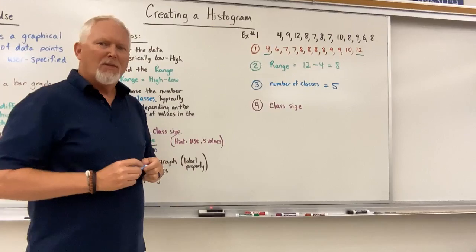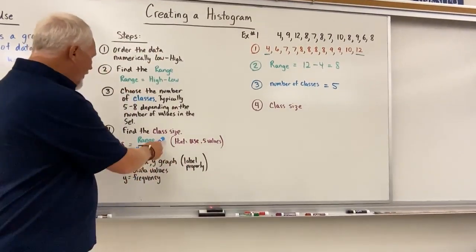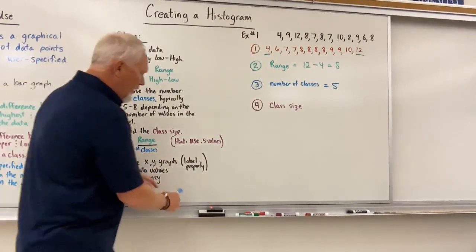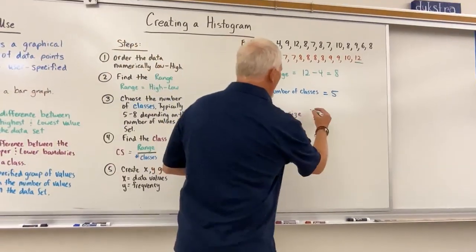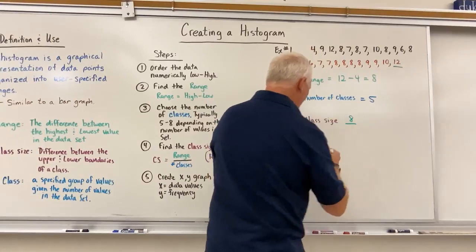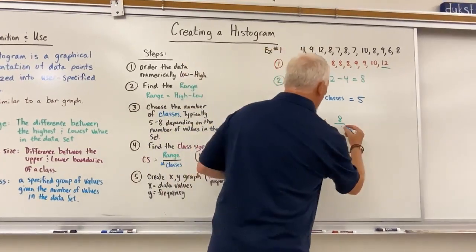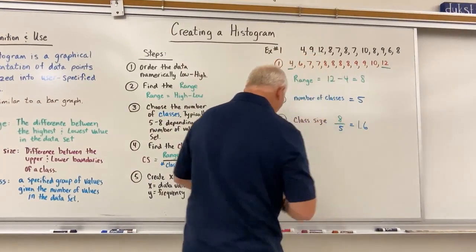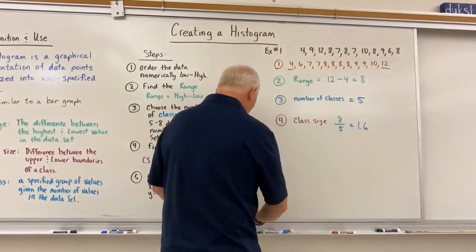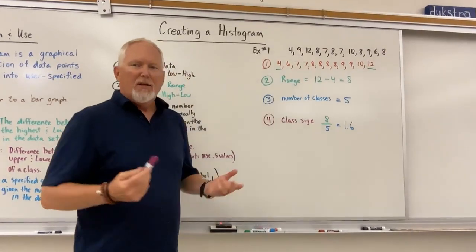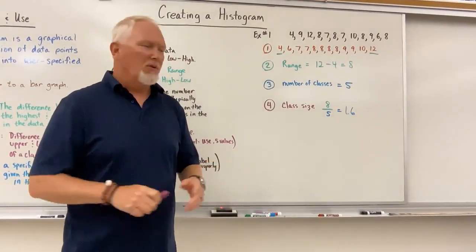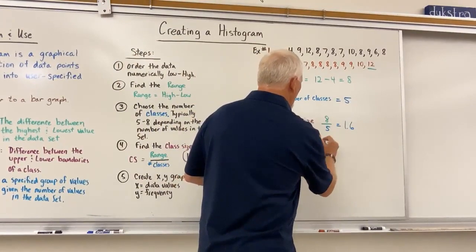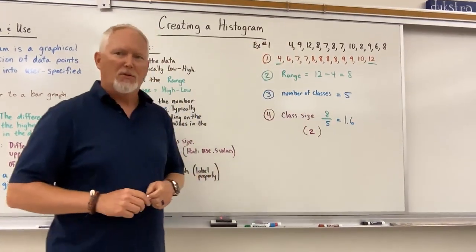Okay, so now we're going to find the class size. Well, the class size, again, is the range divided by the number of classes. So we're going to take 8 divided by 5, which is 1.6, or our class size is 1.6. Well, 1.6 is a weird value, so let's go ahead and use 2. We'll round it up to 2, okay? So our class size is 2.